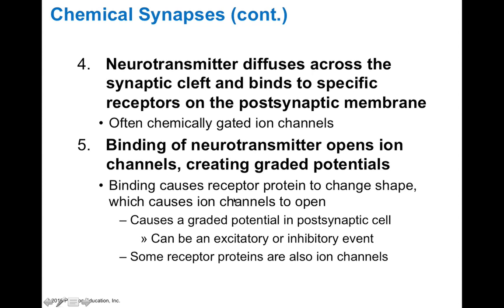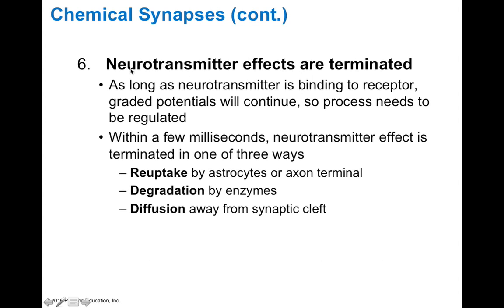Now, binding causes the receptor protein to change shape, which causes these ion channels to open, and these ion channels can allow certain types of ions to flow. Like some ion channels might only allow sodium to flow, others might only allow chloride to flow, and this can help us determine whether it's going to be excitatory or inhibitory in terms of its effect on the voltage of that cell.